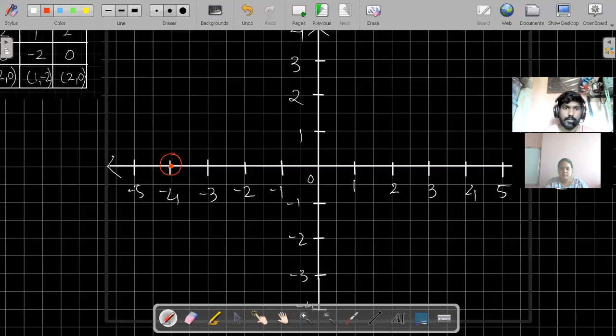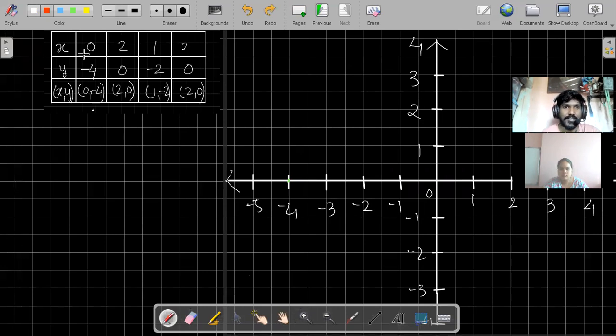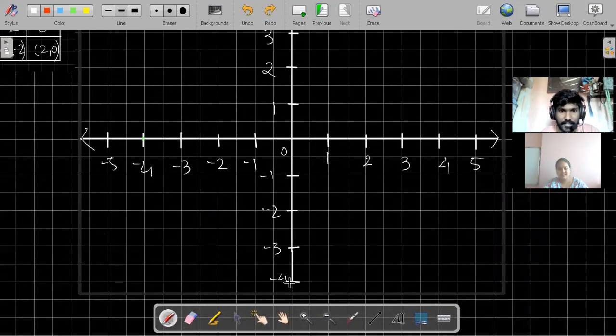How will you write that? Just a circle, or you can write 0, -4 beside it. In the first point, x is 0 and y is minus 4, so it will come on the y-axis, here. This is 0, comma, minus 4.